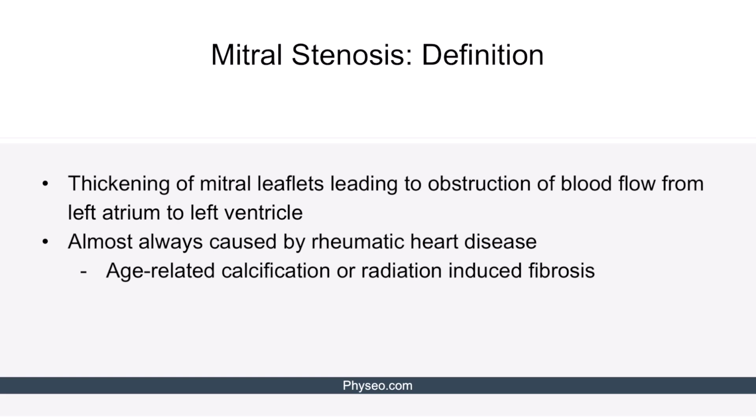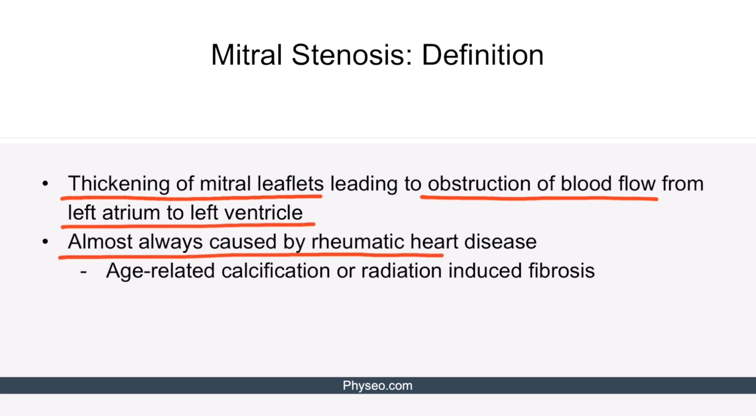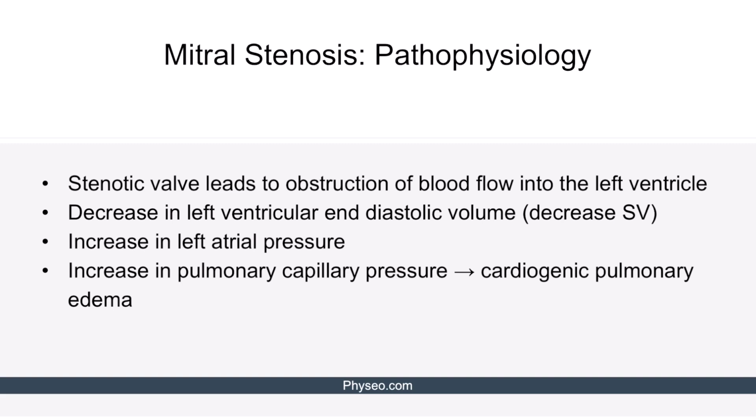Mitral stenosis is due to the thickening of mitral valve leaflets, leading to a mechanical obstruction of blood flow from the left atrium into the left ventricle. This thickening is almost always due to rheumatic heart disease, but can also be due to age-related calcification or radiation-induced tissue changes. The pathophysiologic process of mitral valve stenosis begins when the stenotic valve leads to obstruction of blood flow into the left ventricle during diastole.